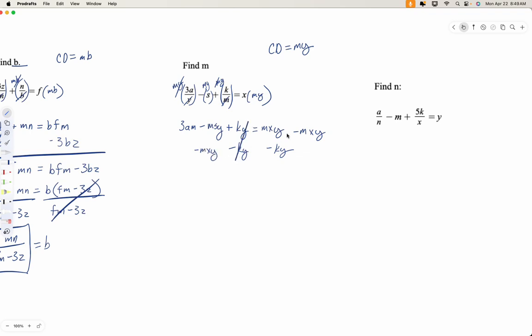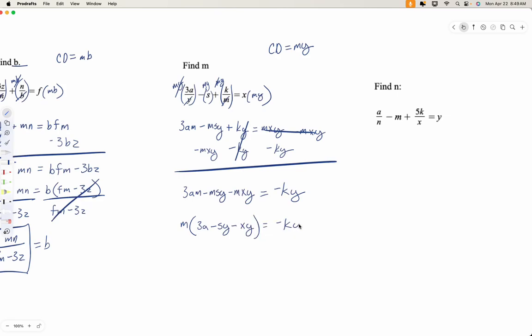All right, so this cancels, this cancels. So I have 3am minus MSY minus MXY is equal to negative KY. So now I'm going to factor the m out of each term. So I take the m out of the first term, I get 3a. M out of the second term, I get SY. M out of the third term, and I get negative XY is equal to negative KY.